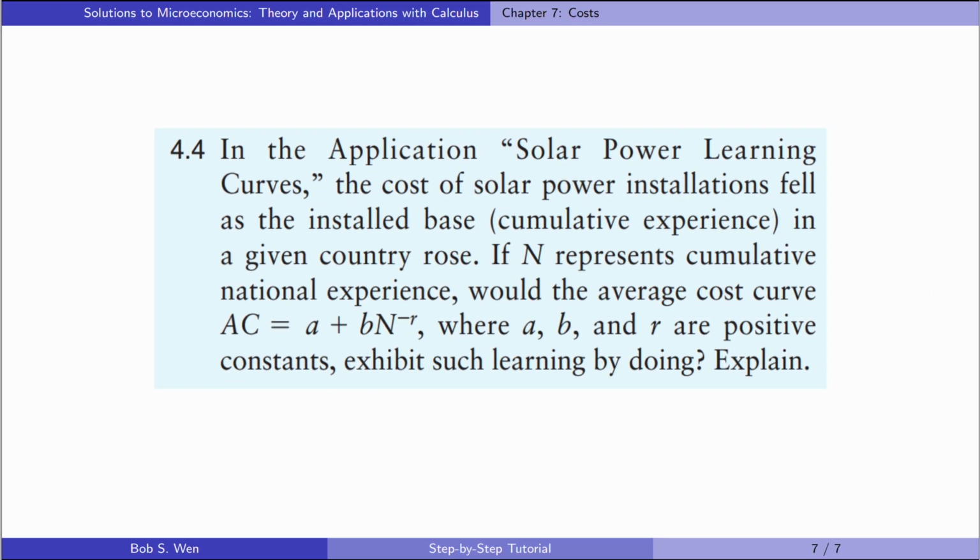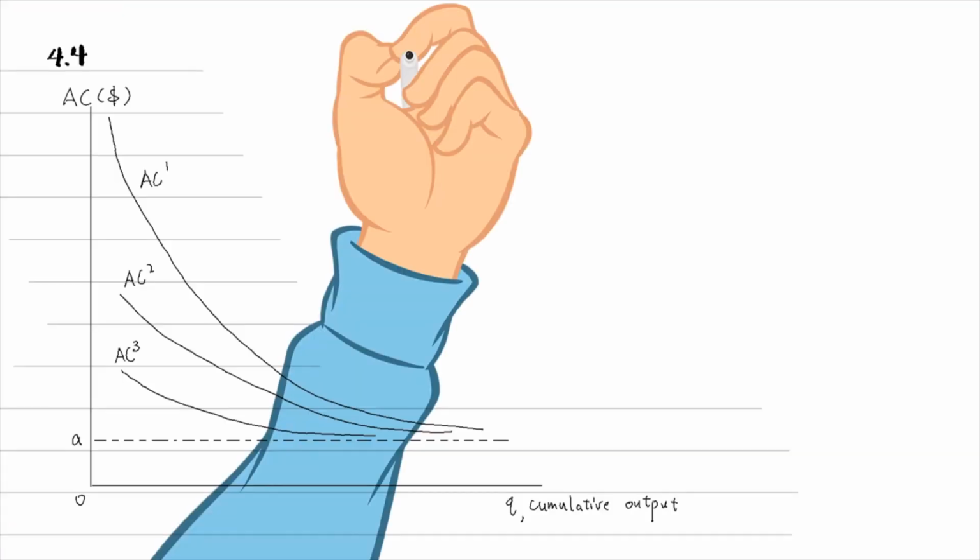Let's solve exercise 4.4. In the application solar power learning curves, the cost of solar power installations fell as the installed base in a given country rose. If N represents cumulative national experience, would the average cost curve exhibit such learning by doing? Explain. Yes. Please check the answers to the last exercise. I draw a diagram to show the average cost curves.